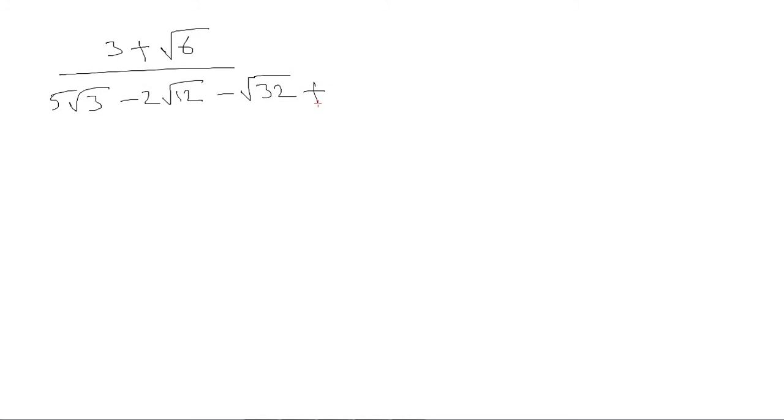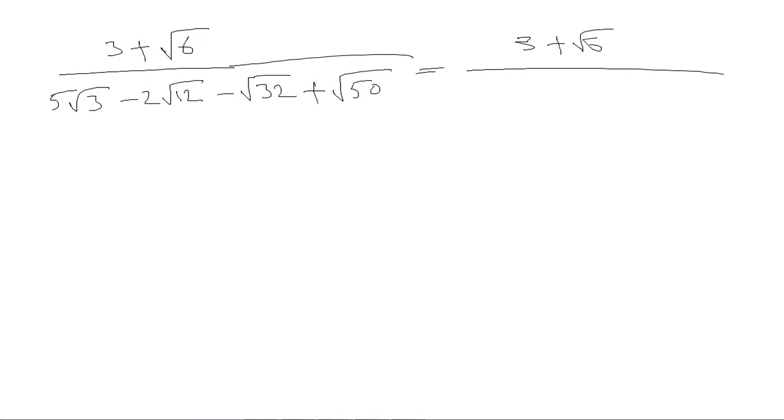Okay, let's simplify this one. 3 plus radical 6 over 5 radical 3 minus 2 radical 12 minus radical 32 plus radical 50. Okay, first of all, I am going to try to write everything that I have in the denominator in the form of radical 3 or radical 2.